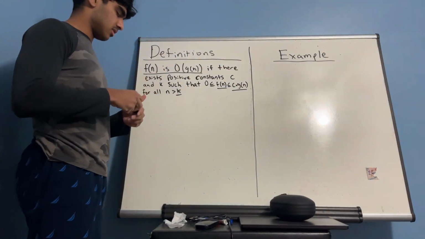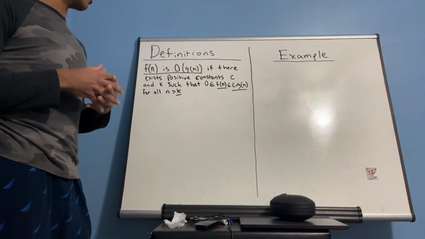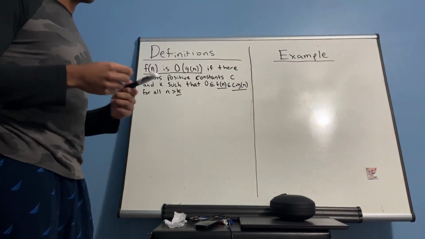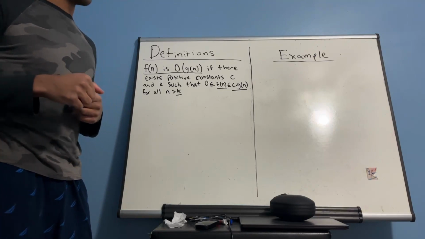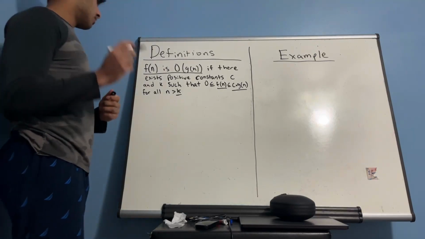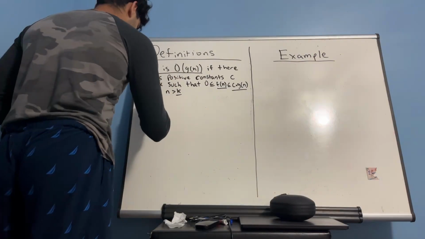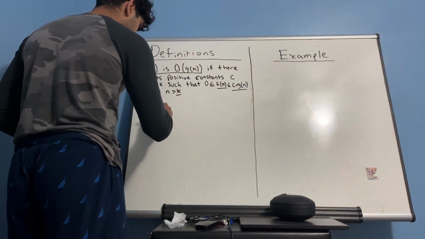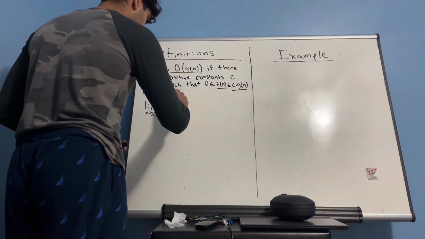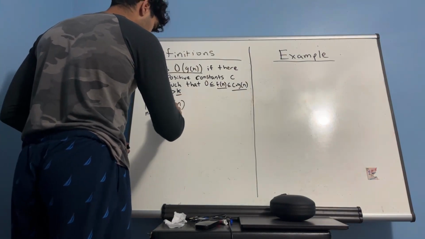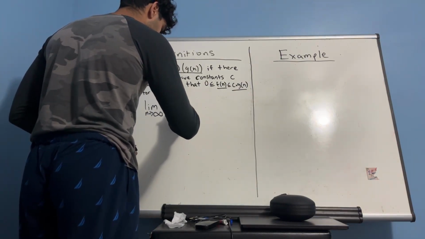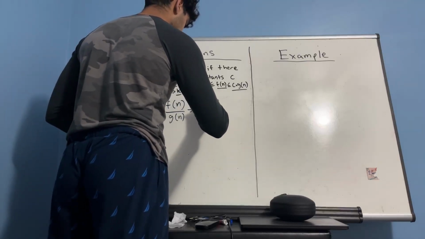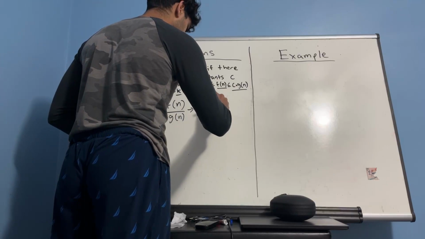Before we start doing the calculus, we need to know one more definition, and that's how to calculate the growth rate, or how to define the growth rate between two functions. To find that, we can just take the limit as n approaches infinity of one function over the other function, and this will give us the relative growth rate.